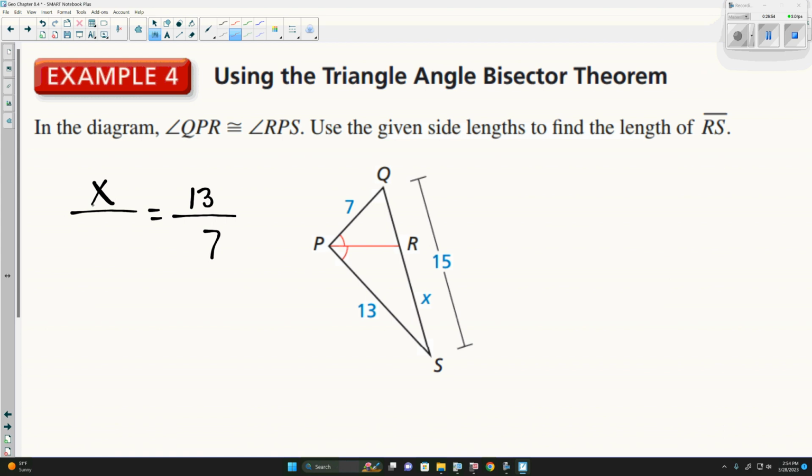So 15 is the whole, but we need QR. So if the whole length is 15, and this part is x, what would we say this is? Well, how would I find it? We could say 15 minus x.